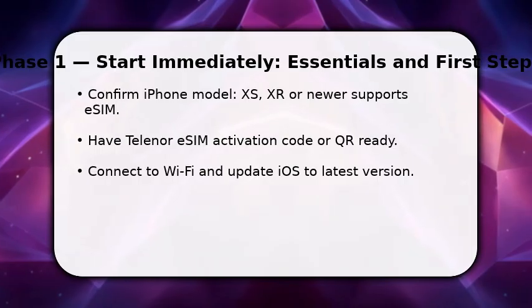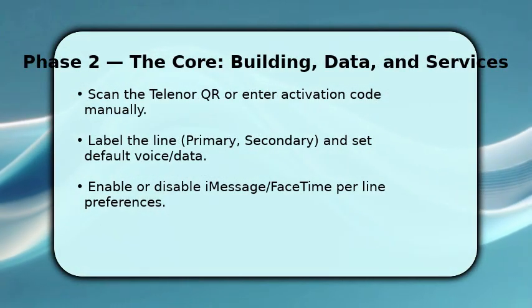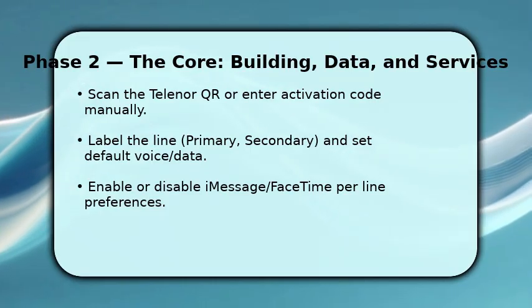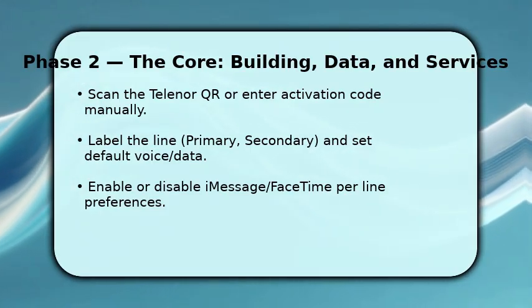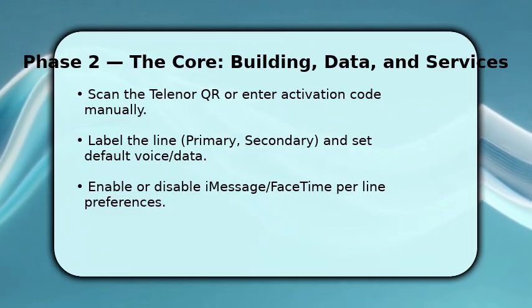You'll now scan the Telenor QR or enter the code manually. Tap Add Cellular Plan and point the camera at the QR, or choose Enter Details manually. Once the plan is detected, label it, call it Telenor or Secondary to keep things clear.